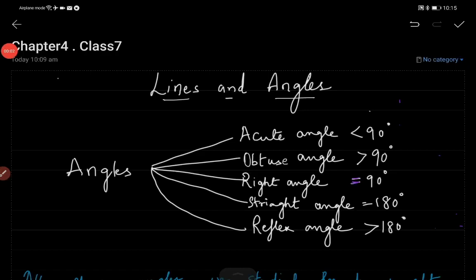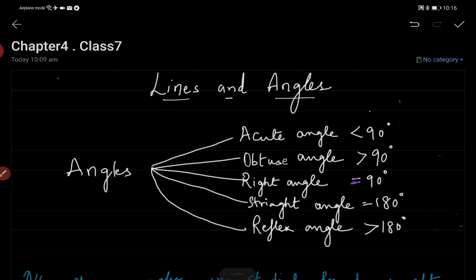Hello everyone. Today I'm going to start with the new chapter, lines and angles. In the previous class, you already studied what a line segment is, what a ray is, and the types of angles. So in this session, let's revise the topics which you have already learned in the previous year.